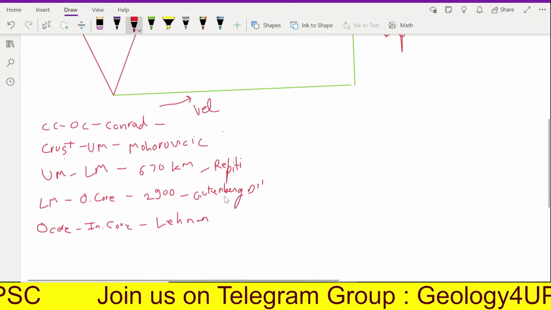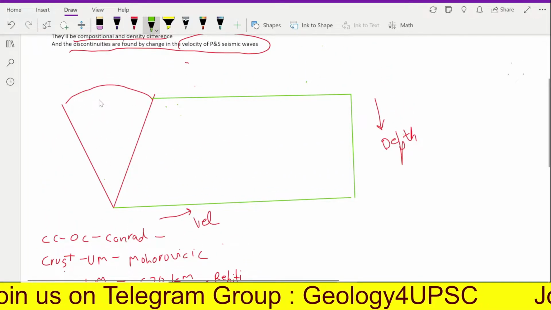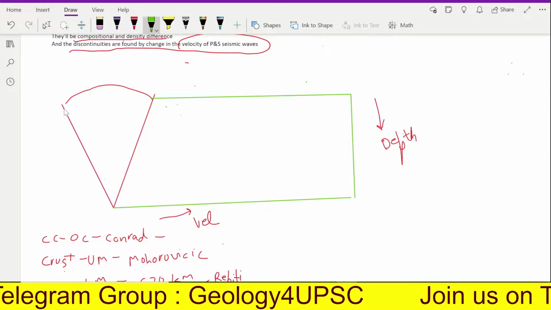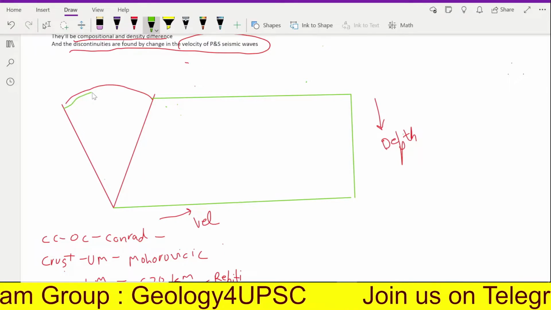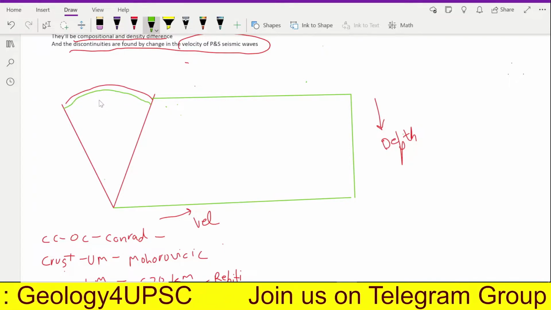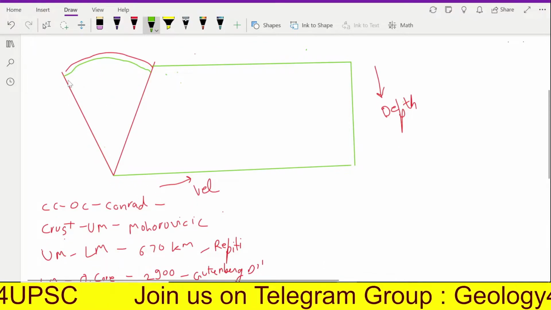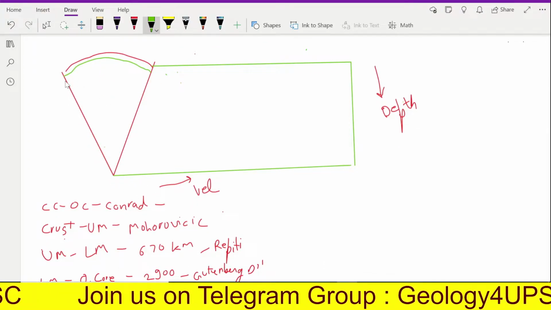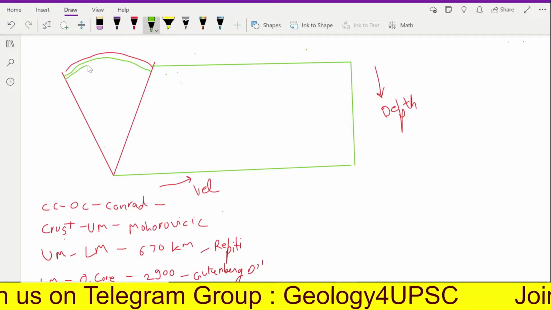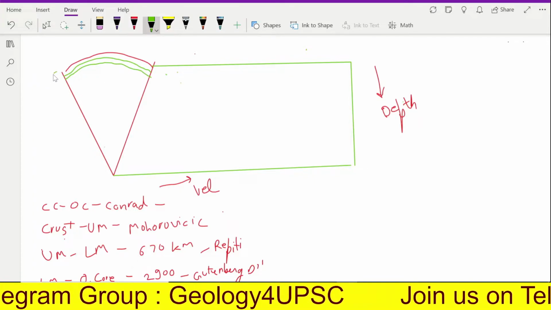marks here. Okay, so first we'll make the boundary of outer core and inner core. This will be a very thin line. Then outer core and inner core. Supposing this is the thickness of the core, and this is the inner core. So supposing this is the thickness of the whole crust.